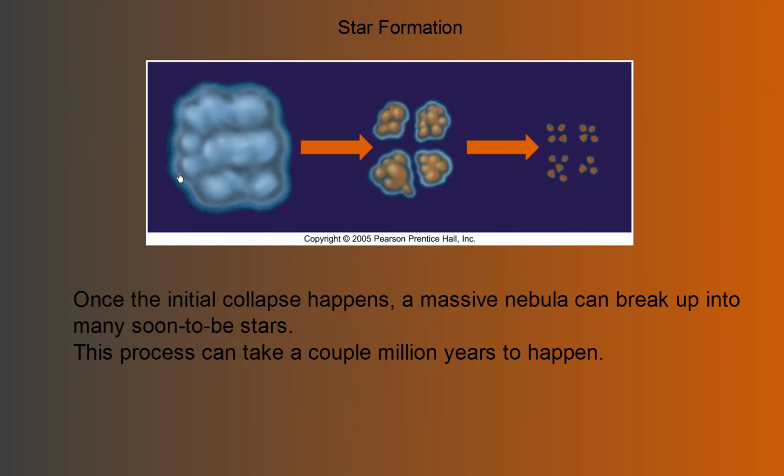So you have a nice big cloud, and something gets it collapsing, and then it'll collapse into smaller clouds. And typically, stars form in batches. From one big cloud, you'll get multiple stars, and so it collapses down. This will split up, almost like cell division in a sense. And this process right here can take a couple million years to happen. On the grand scheme of things, it's a pretty quick event.